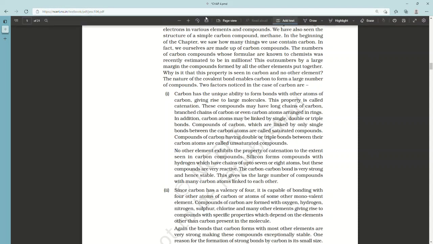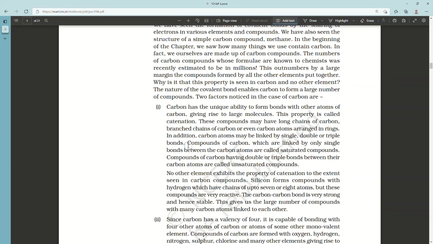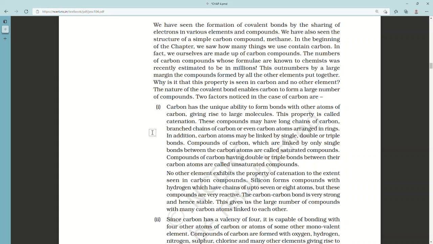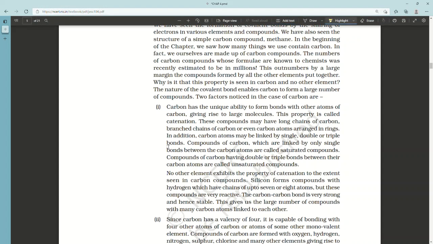Second, since carbon has a valency of 4, it is capable of bonding with 4 other atoms of carbon or atoms of some other monovalent element. Compounds of carbon are formed with oxygen, hydrogen, nitrogen, sulfur, chlorine and many other elements, giving rise to compounds with specific properties which depend on the elements other than carbon present in the molecule. Again, the bonds that carbon forms with most other elements are very strong, making these compounds exceptionally stable.